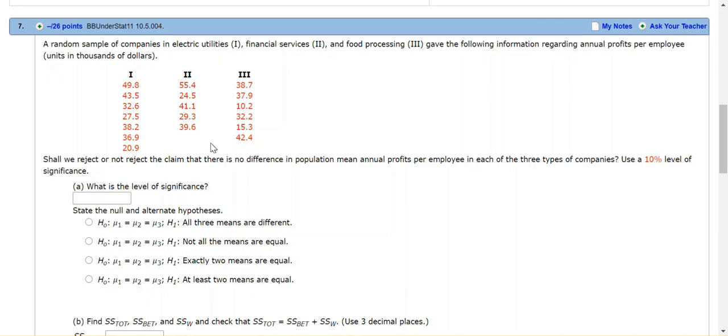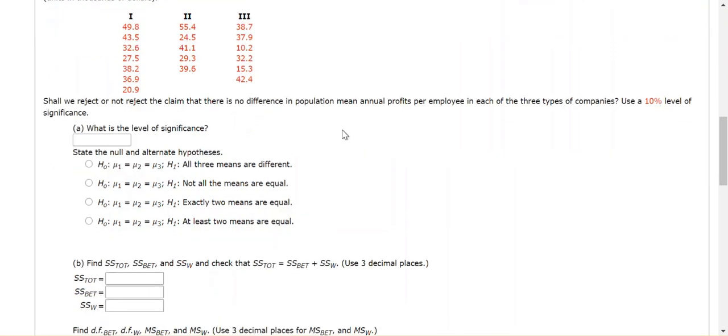In the past, we could have done a t-test to see if 1 was different than 2, 1 was different than 3, and 2 was different than 3, right? So we'd have to do a specific test for each pair. But with ANOVA, we can test all of those at the same time. So shall we reject or not reject the claim that there is no difference in the population mean annual profits per employee at each of these 3 types of companies?